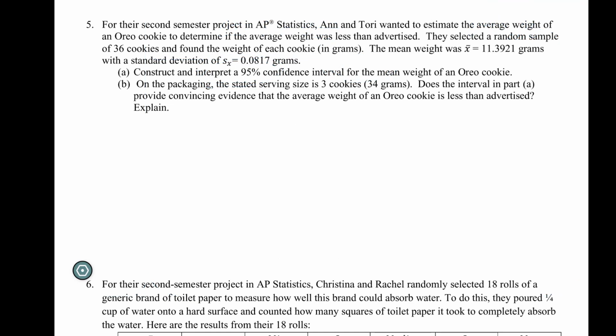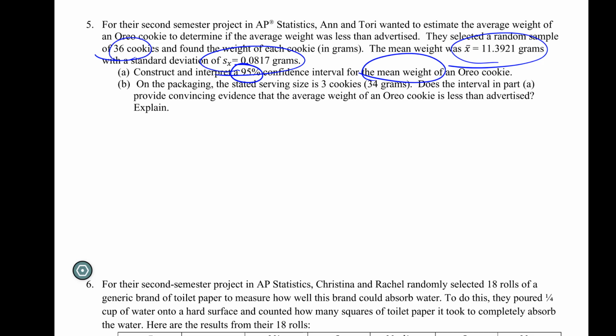All right, so here is our example number 5. For their second semester project in AP Stats, these girls, Anne and Tori, wanted to estimate the average weight of an Oreo cookie to determine if the average weight was actually less than advertised. So they think there's shenanigans going on at the Oreo factories. They're actually making smaller Oreos than what they should be. So they took a random sample of 36 cookies and found the weight of each one in grams. So we have an x bar and we have a standard deviation. And then we want to construct and interpret a 95% confidence interval for the mean weight of an Oreo cookie.